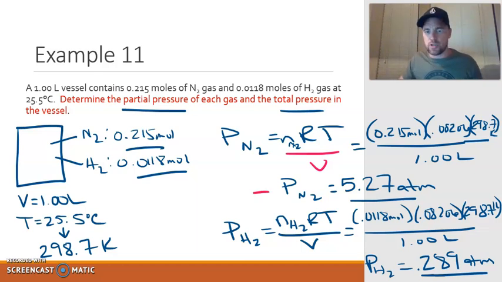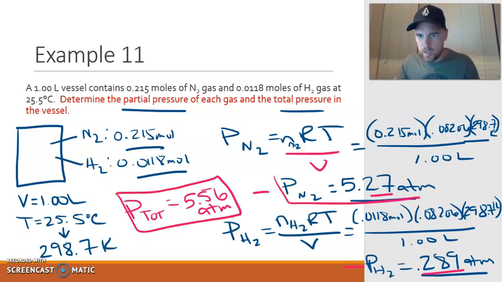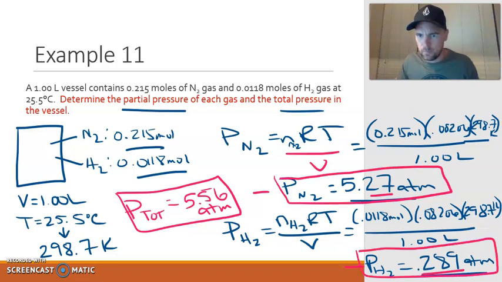Now that you have the partial pressures for both nitrogen and hydrogen, all we have to do is add them together. So the total pressure of this entire system is 5.27 plus 0.289. And so that's going to give me, with correct sig figs, because it's got to be 2 decimal places, the lowest between those, 5.56 ATM. So I was kind of all over the place with my calculations, but hopefully that made sense. There we go. So that would be our answers there.